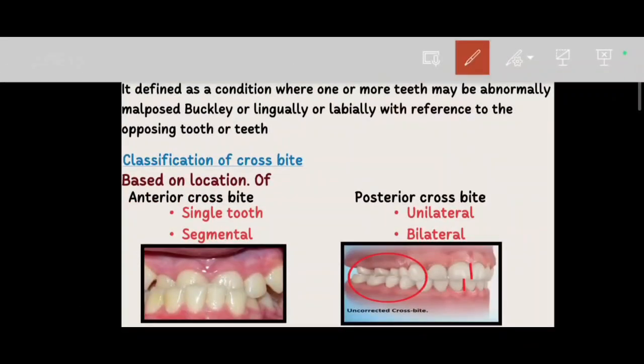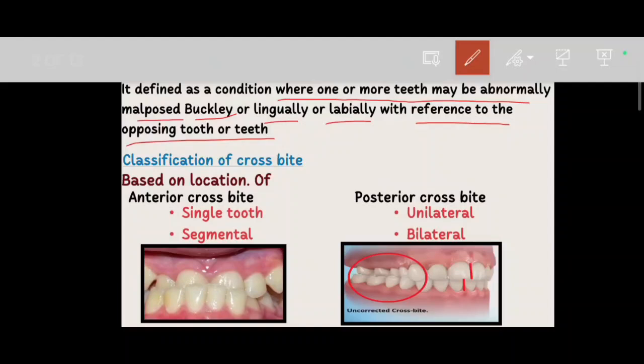So, definition of crossbite. Crossbite is defined as a condition where one or more teeth are placed abnormally, either buccally, lingually or labially, with reference to the opposing tooth or teeth. So the simple meaning is upper and lower teeth are not biting in a normal way.